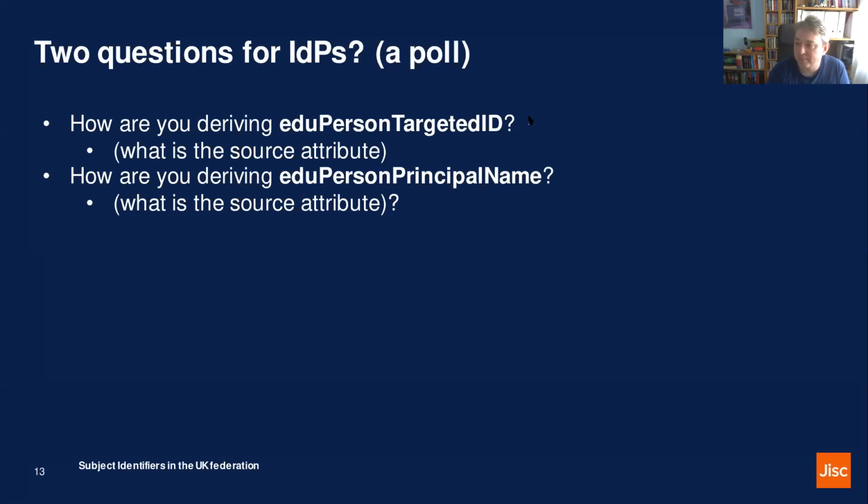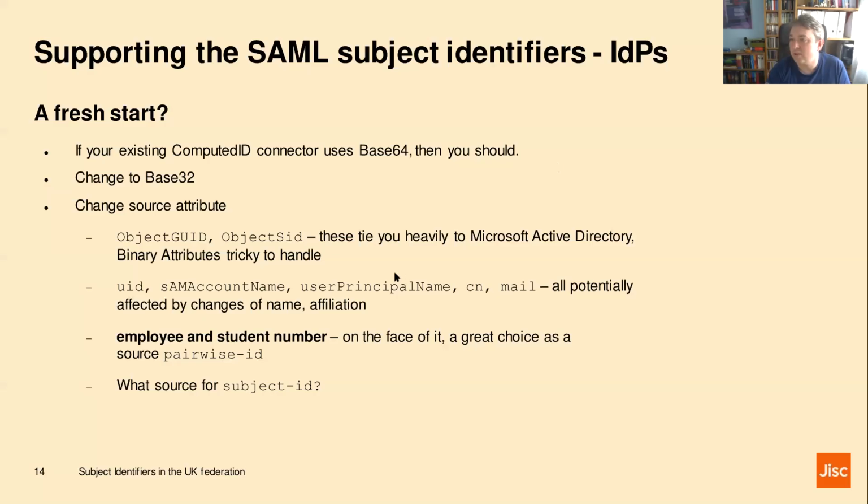Okay, let's move on to the next slide. Supporting the SAML subject identifiers in IdPs. Is it time for a fresh start is the question here, because if you're using the existing computed ID connector, which uses base 64, then you probably should, because the new standard very much suggests something encapsulated within base 32. So it doesn't have to be all of base 32, but that's your outer boundary effectively. So using base 32 would be a good choice at this point.